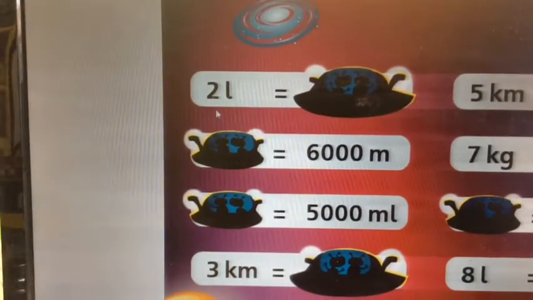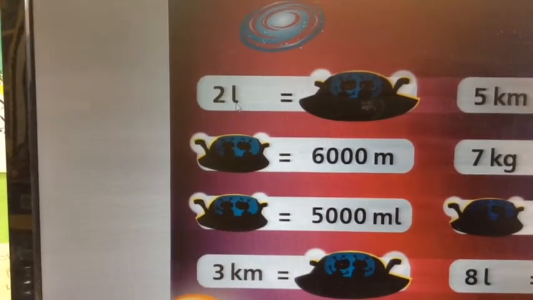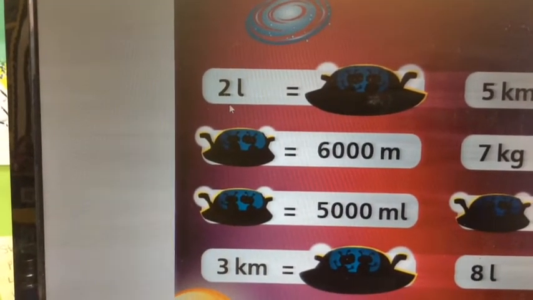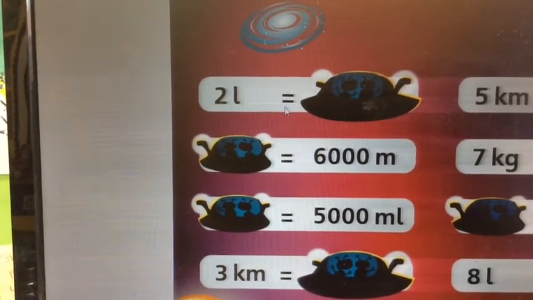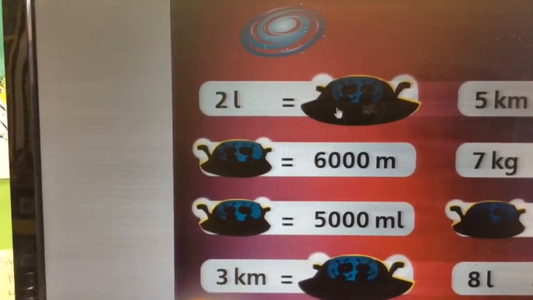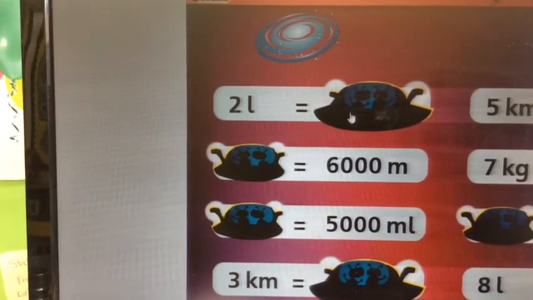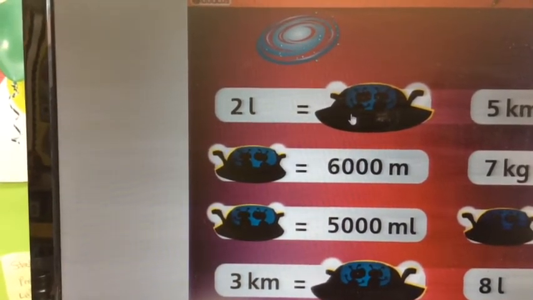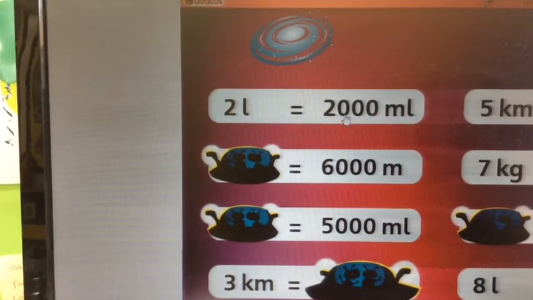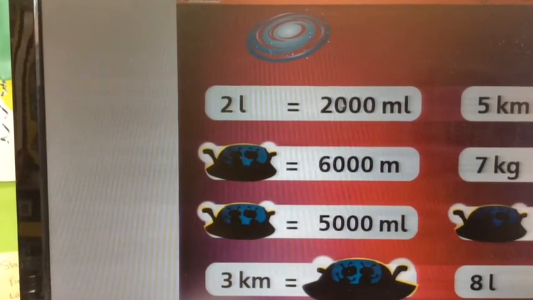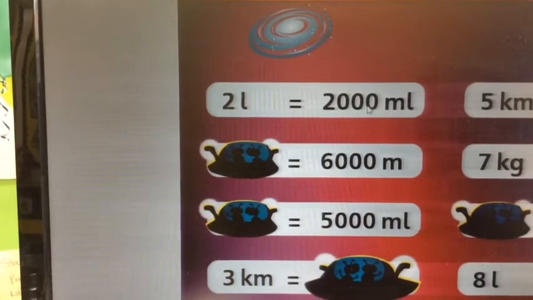Now let's look at these. 2L, what does that stand for? It's 2 litres, isn't it? And they want you to convert that to millilitres. How many millilitres in 2 litres? Did you get that? You just times it by 1,000, don't you? By adding 3 zeros.